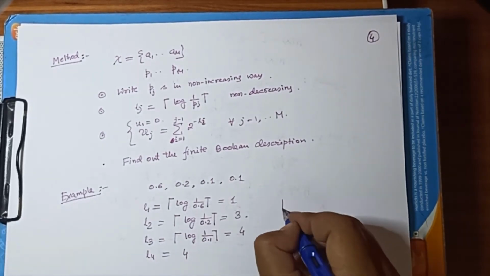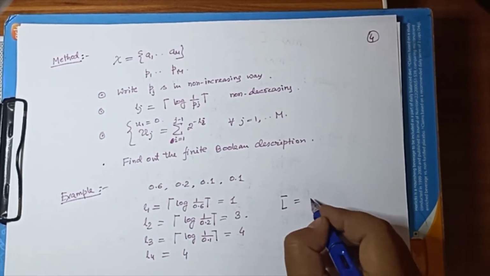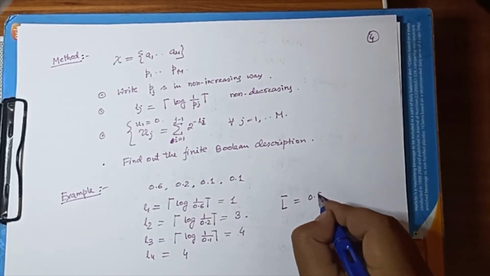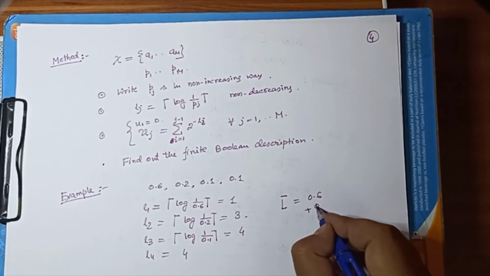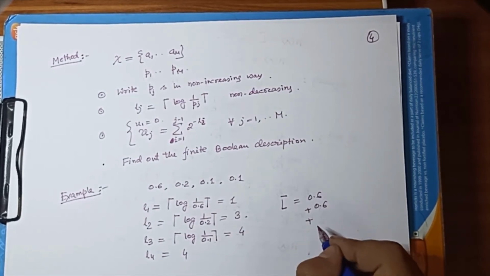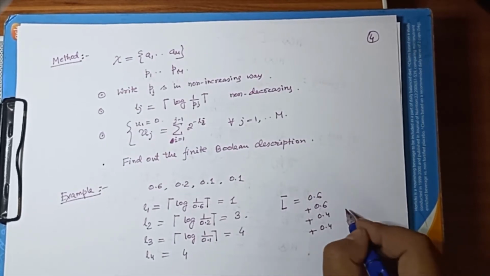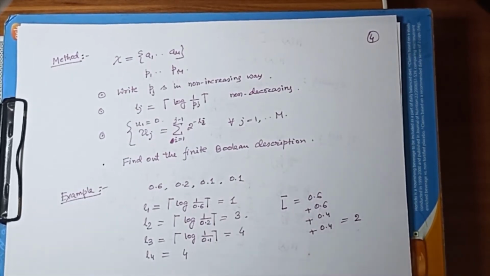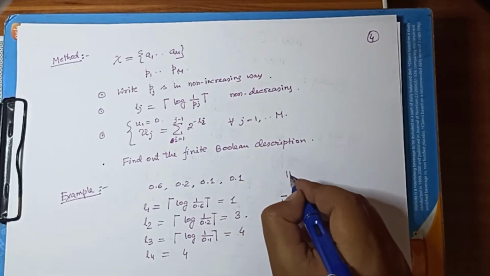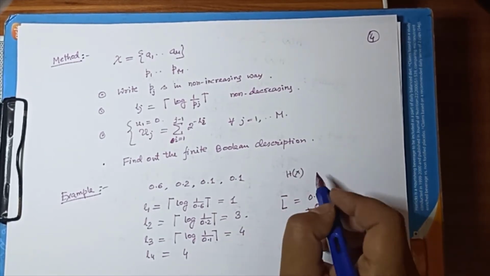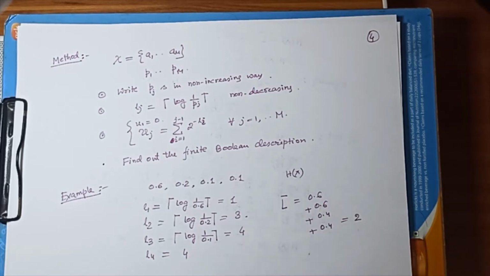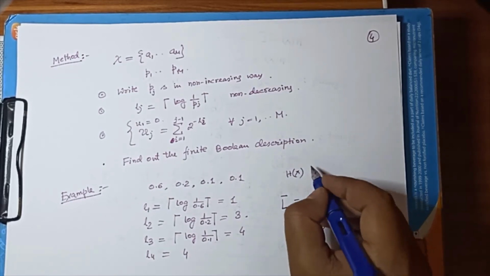So what is the average length? Average length is 1 into 0.6 plus 3 into 0.2 plus 4 into 0.1, plus 4 into 0.1. And you see it is actually 2. So it is as good as fixed length encoding. So it's not really good. And if you compute Hx for this one, it is definitely much less than 2. It is close to some 1.4 something. I have to compute it, you check it.